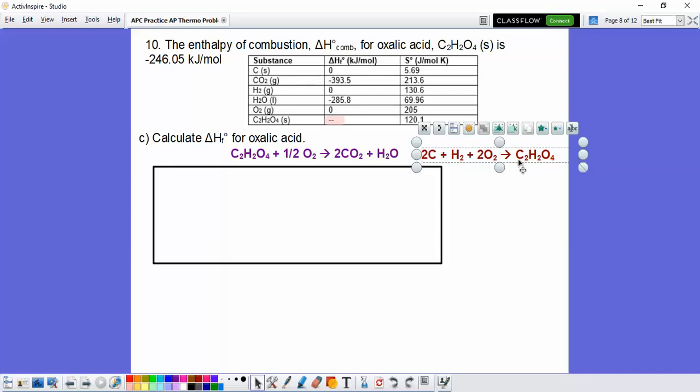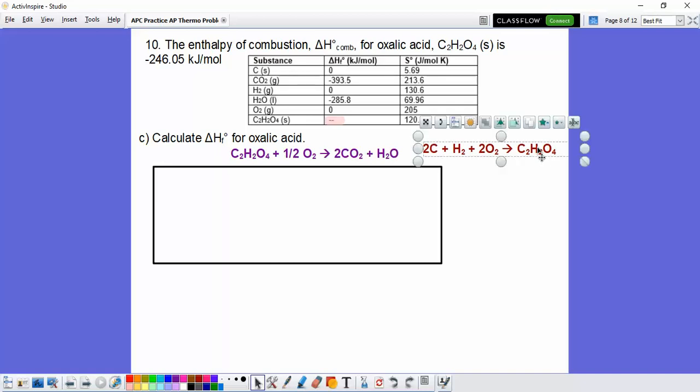We would need to know the delta H for the entire reaction, and we know the delta HF of C, of H2, and O2. But we don't have the delta H of this entire reaction. Because guess what? The delta H for this reaction is the delta H of formation for oxalic acid, because that's what the reaction is. So this equation that we have here isn't actually going to help us in solving for delta HF of oxalic acid.